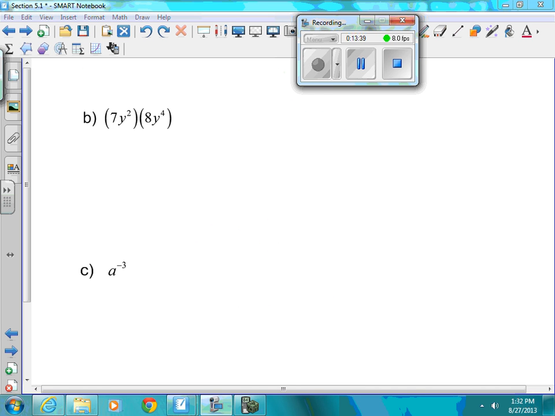Okay, once again, I want you guys to try this example. Pause it and try it first. And when you're ready, hit play and see if you have the same thing.